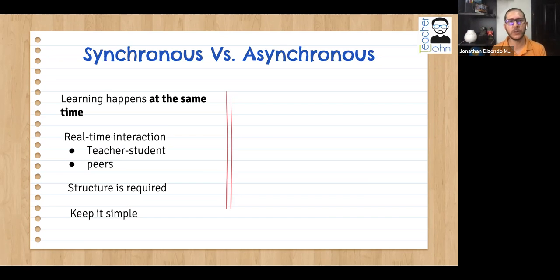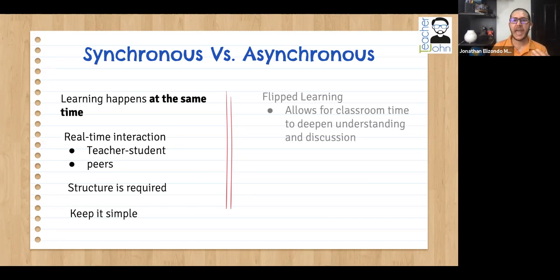But if I use one or two tools, you're going to feel that was great, that was different, but it was simple. And then we have asynchronous. And in asynchronous, we have the concept of flipped learning. Basically, we are not learning at the same time, we're not learning in the same place. But with flipped learning, classroom time allows for deepening understanding and discussion.